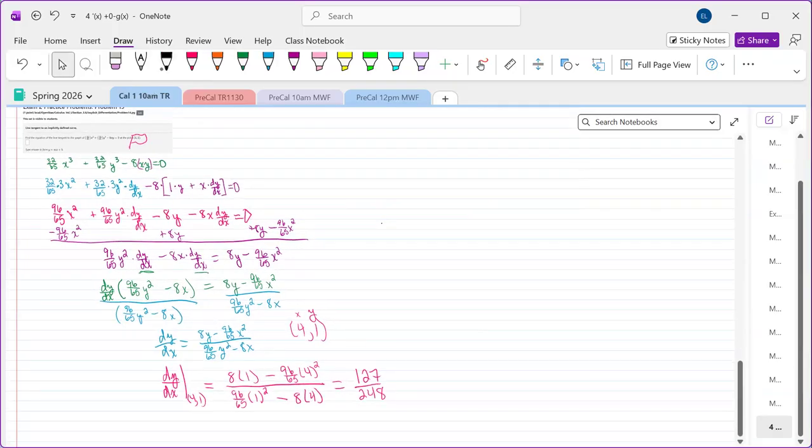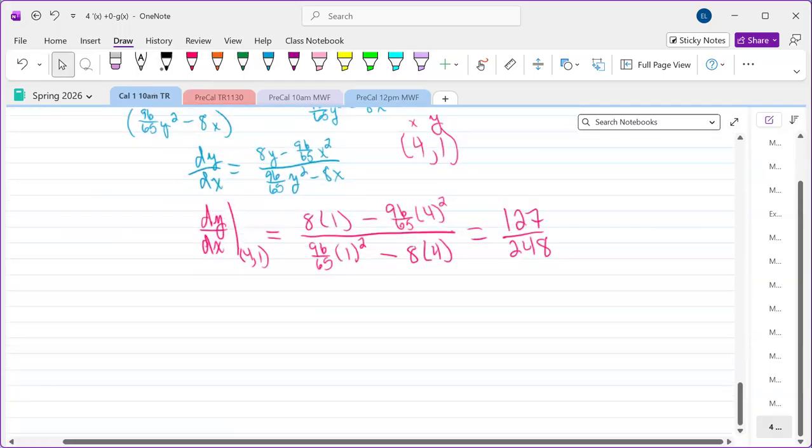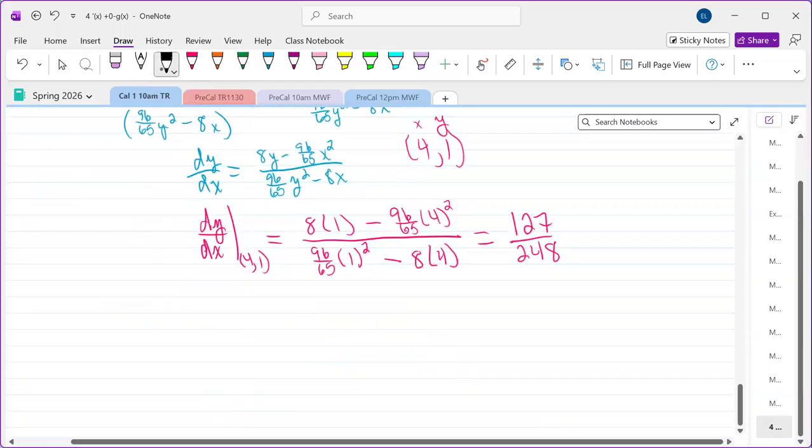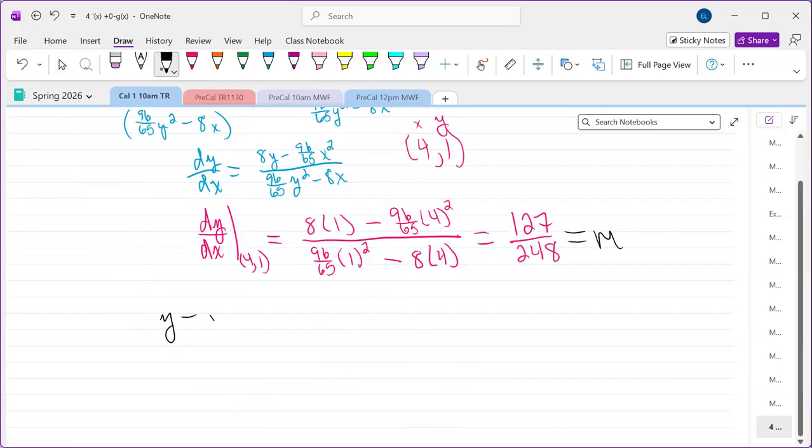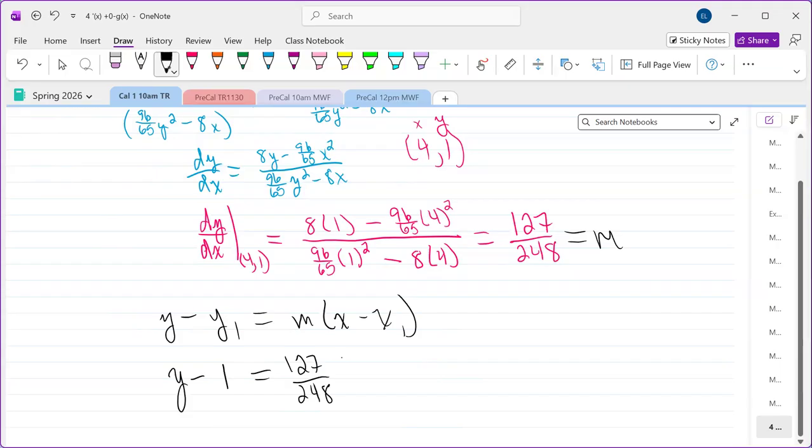All right, now we still need the equation of the tangent line. But we've got the point, we've got the slope. So y minus y1 equals m times x minus x1. Y1 is the number 1. M is annoying 127 over 248 times x minus 4.